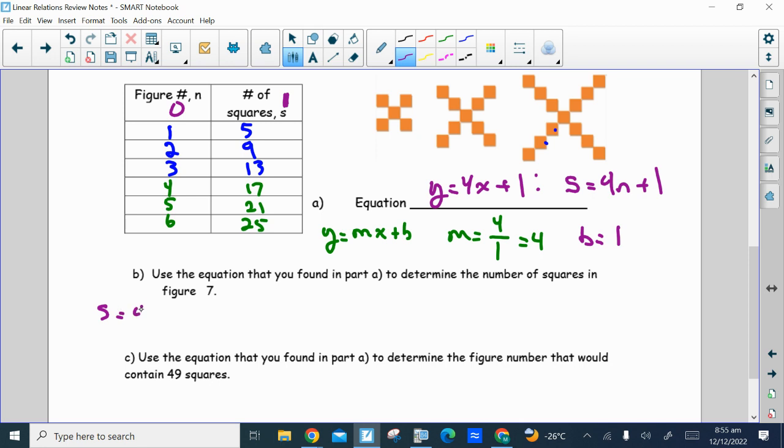S equals 4 times n, which would be 7, plus 1. 4 times 7 is 28, plus 1 does equal 29.